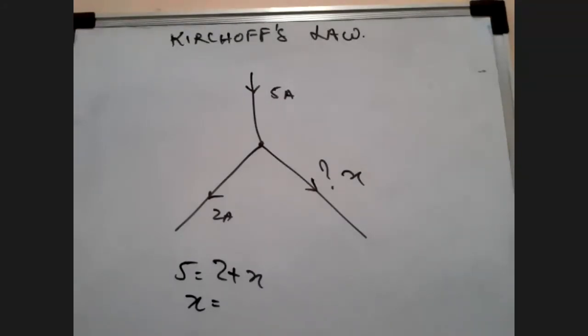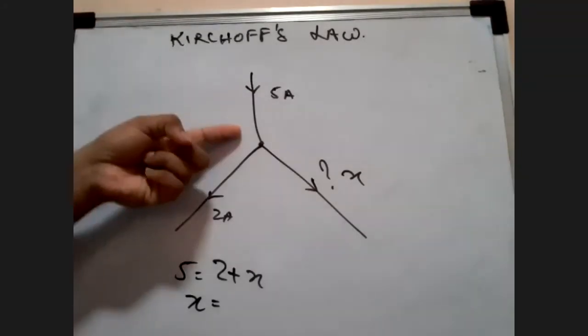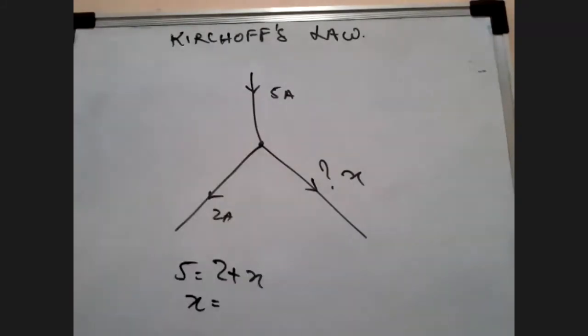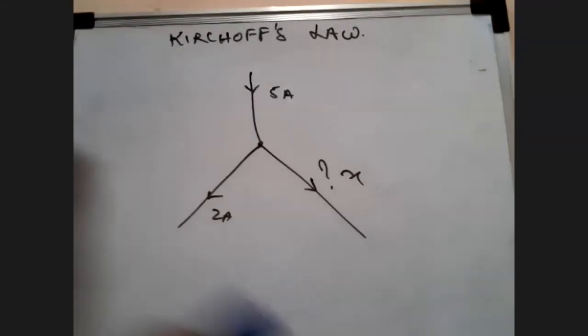5 is entering the intersection. The sum of all currents entering an intersection is equal to the sum of currents going out. That is the equation you get, and x will become 3 amperes. Please always write down the units. These are important things to note down. So I think you all have understood what the junction law is.